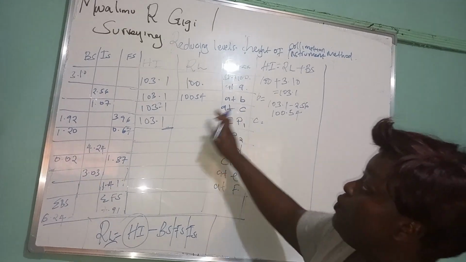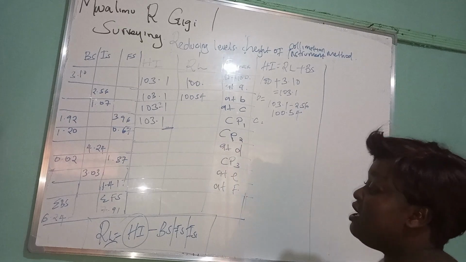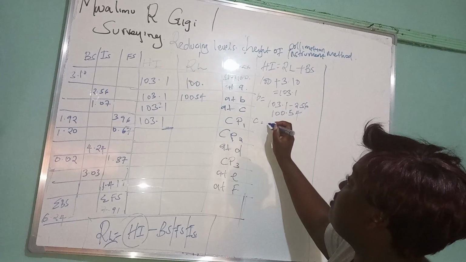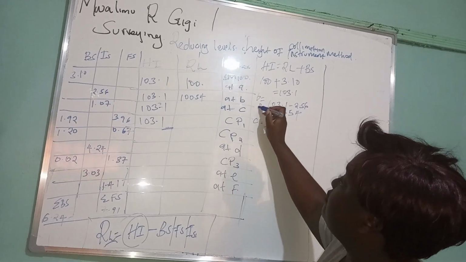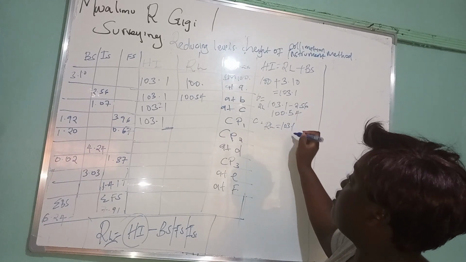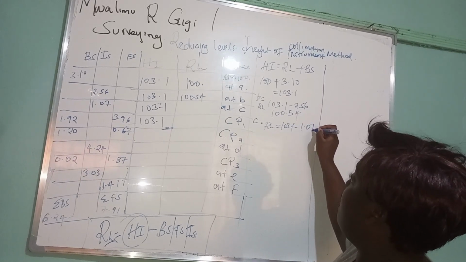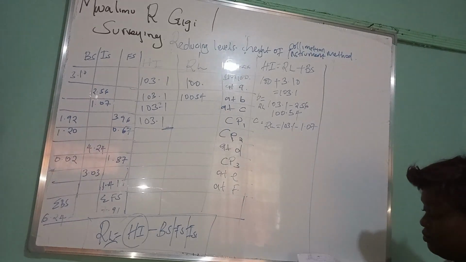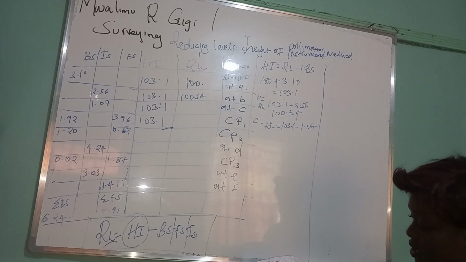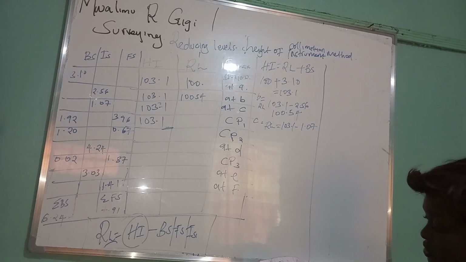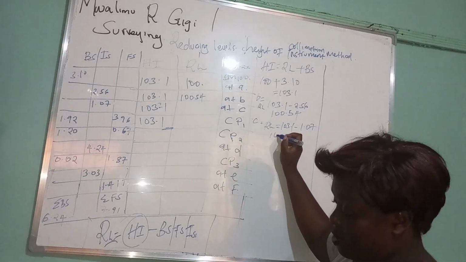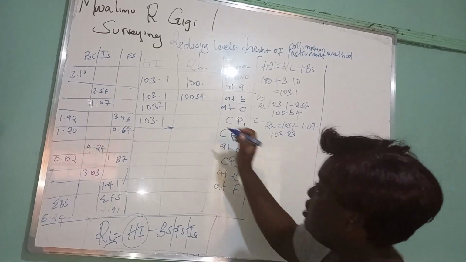At point C, we have the height of instrument and we have an intermediate sight. So the reduced level at point C is 103.1 minus 1.07. So the reduced level is 102.03.